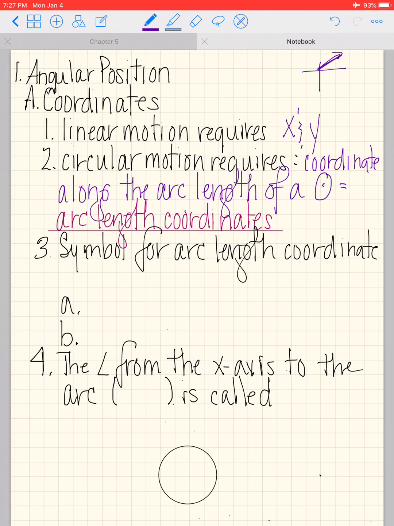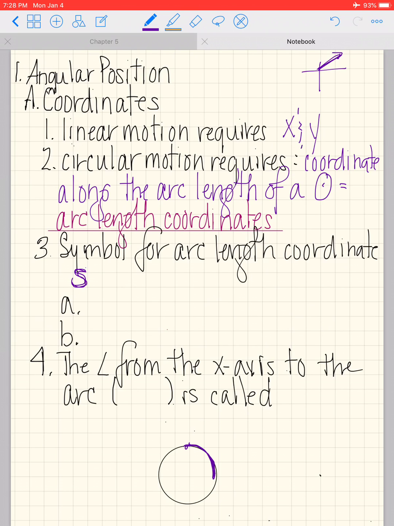Circular motion requires coordinates along the arc length of a circle. That is called the arc length coordinate. And if you look at the circle on the bottom, what I'm talking about is, let's say that I start here, I travel from here, and I go to this position. My arc length coordinate then is going to be the coordinate along the arc length of the circle. This would be my arc length coordinate. The symbol for it is given as S, and it's a lowercase s. Lowercase s.